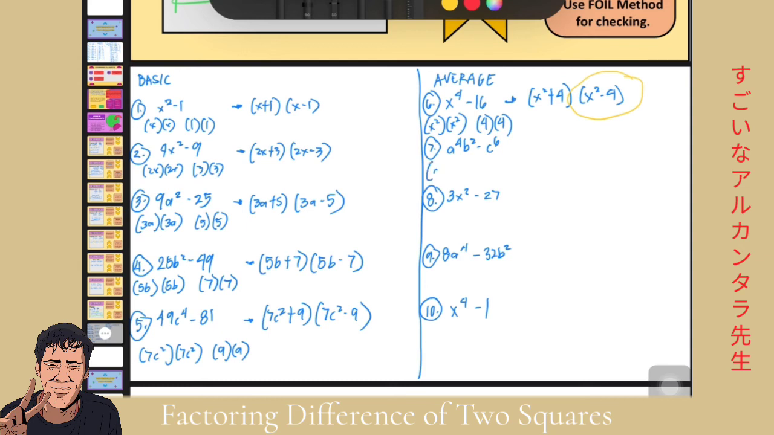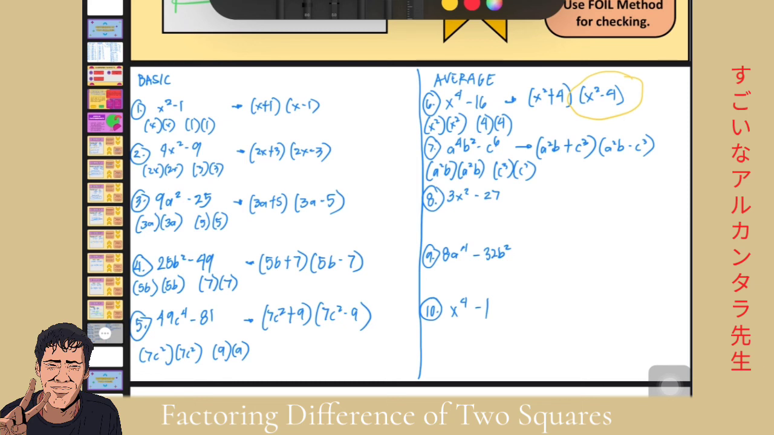This is a squared b times a squared b. And this one is c cubed times c cubed. So therefore, you can have here a squared b plus c cubed times the quantity a squared b minus c cubed.